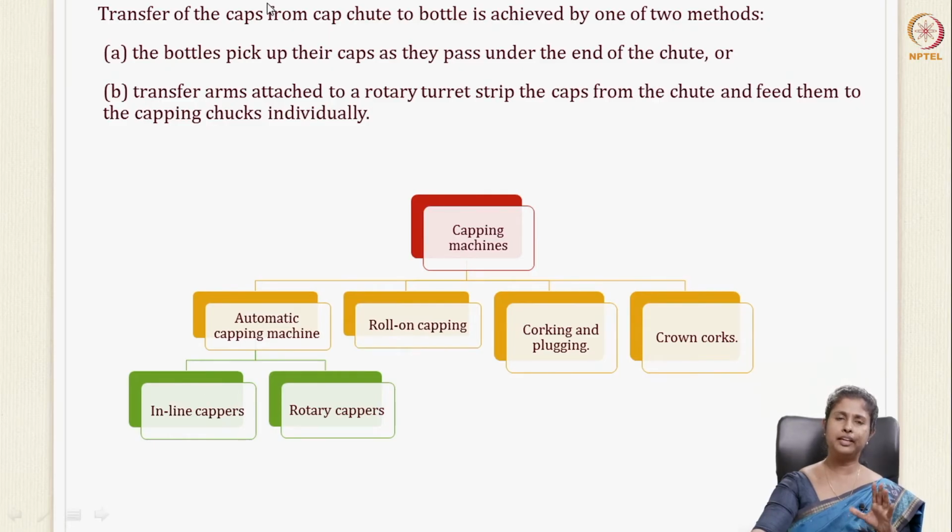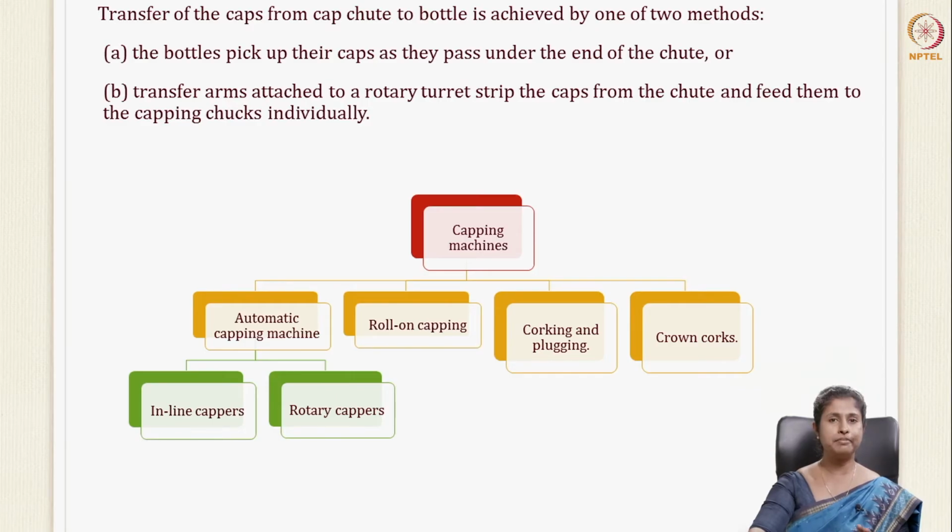Now the transfer of the caps from this cap chute to the bottle is done by two methods. Number one, the bottle picks up the cap as it passes through the end of the chute. That's one method. The chute will deliver it onto the bottle itself. And number two, there is a transfer arm which is attached to the rotary strip and that takes the cap from the chute, feeds it onto the bottle and caps it individually.